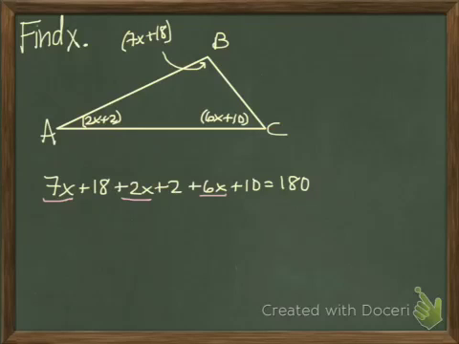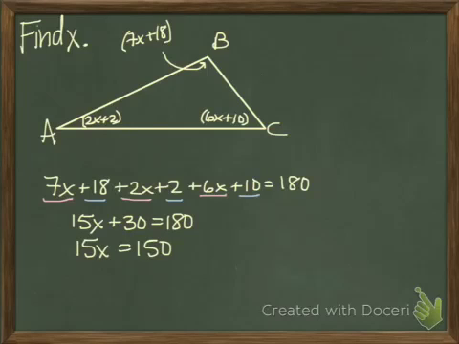We'll combine like terms, so we get 7x plus 2x plus 6x, and that gives us 15x. And then our constant terms, 18 plus 2 plus 10 is 30. That's all equal to 180. So if we subtract 30 from both sides, 15x equals 150, so x equals 10.